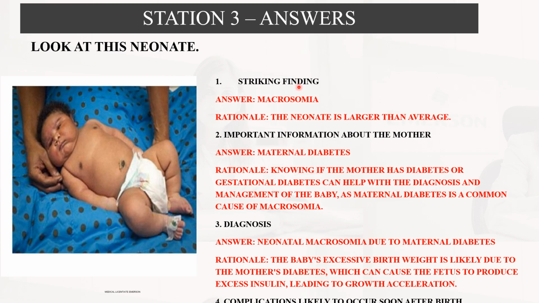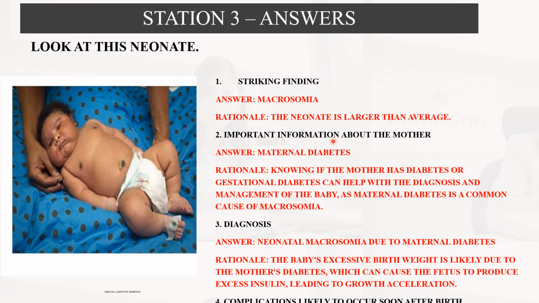So the striking finding in this picture is the macrosomia. The neonate is larger than the average. So this baby is larger than average, and this is termed macrosomia. Okay, that's the striking finding.